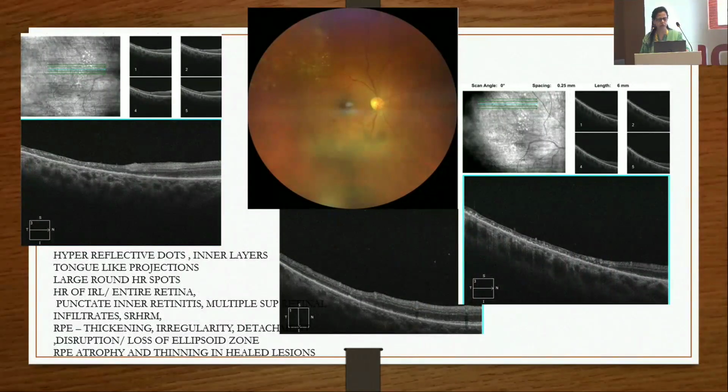So at this stage, I took the OCT, which showed hyperreflective dots present in the inner layers, and there could be tongue-like projections which project towards a deeper layer, and large round hyperreflective spots. There is inner retinal layer involvement, and sometimes there is full thickness retinitis, and ultimately it leads on to RPE thickening, irregularity, and disruption, leading to loss of ellipsoid zone. In later stages, there is RPE atrophy and thinning in the healed lesions.